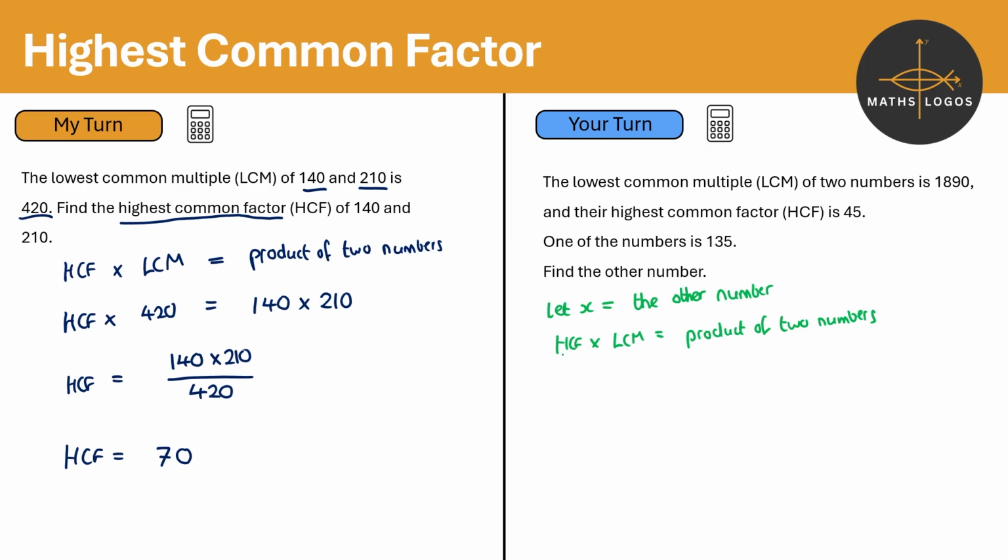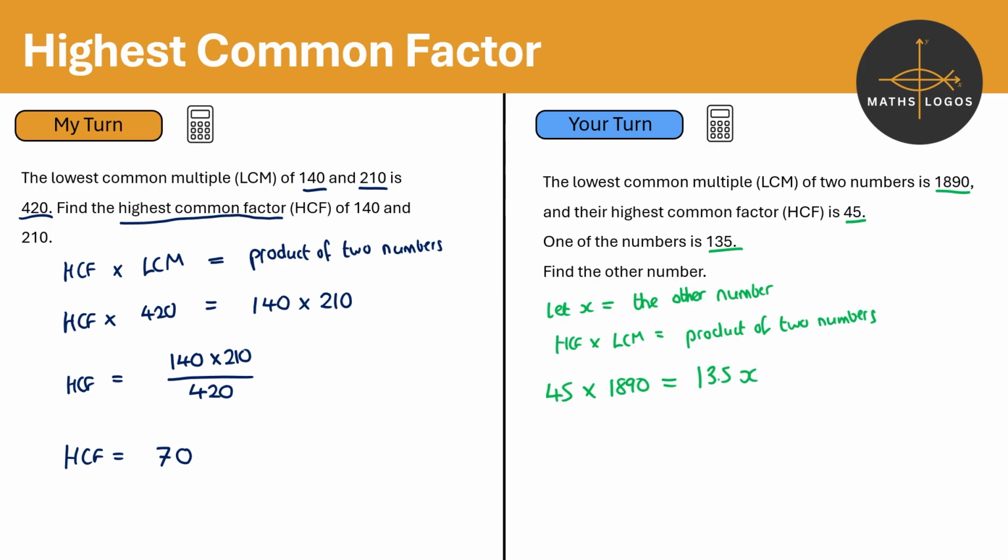And let's just go through our question and see what we've been given. We've been told the lowest common multiple of the two numbers is 1890. I'll put that in. And on my next line, it says, and their highest common factor is 45. So I've been given their highest common factor. One of the numbers is 135. I know I'd be putting 135 on this side. And then we've said that the other number is x. Up here, we said let x equal the other number. So I would be multiplying by x like that.